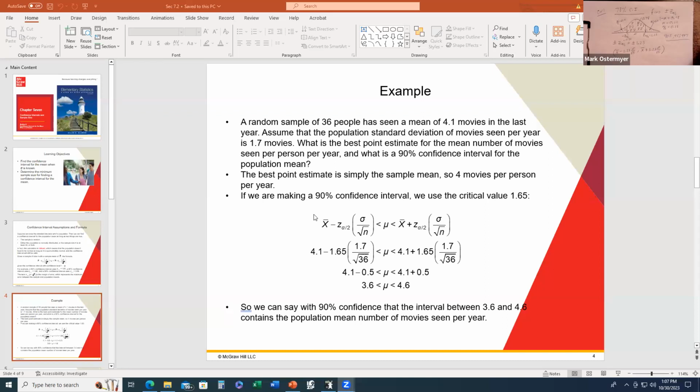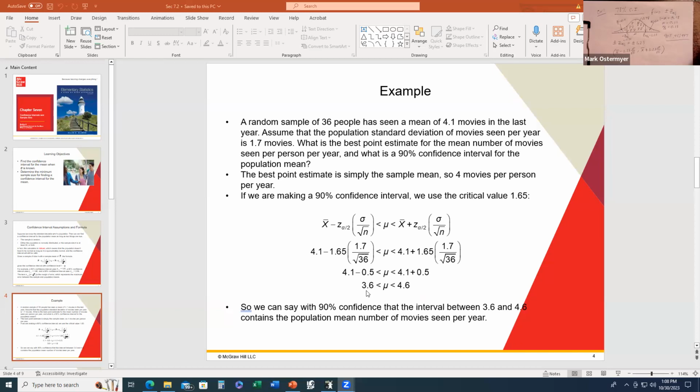Therefore, since it's a 90% confidence interval, we're going to use our critical Z values of positive and negative 1.65, which we discovered. Sample mean is 4.1, and our population standard deviation is known to be 1.7 movies. The sample size is 36. So if you get on your calculator, you'll be able to dial up the lower endpoint of this 90% confidence interval as being 3.6. The upper endpoint will be 4.6. And there you go, ladies and gentlemen. There is our 90% confidence interval.